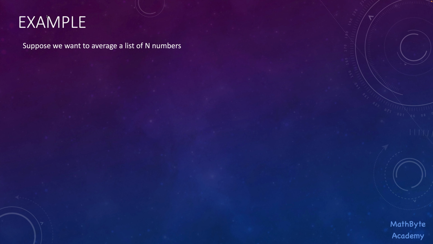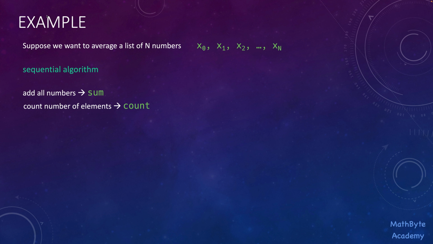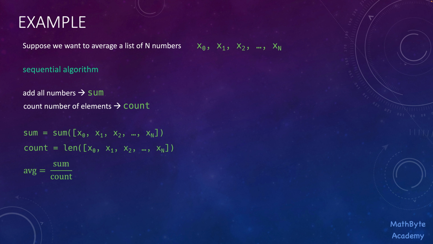So let's take a look at an example. Suppose we want to average a list of n numbers. Let's say we have x0 through xn. Now here's the sequential algorithm. We just add all the numbers up. Let's say that's the sum of the numbers. Then we count all the numbers. Let's call it count. So in Python, you might do something like sum of that. You probably wouldn't use sum as the variable name here, but this is conceptual. So you would sum up all the elements of the list. You would count all the elements of the list, and then you would calculate your average as being the sum divided by the count. These operations are being performed sequentially.